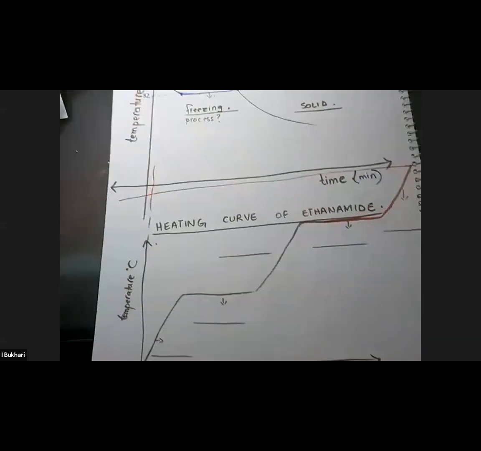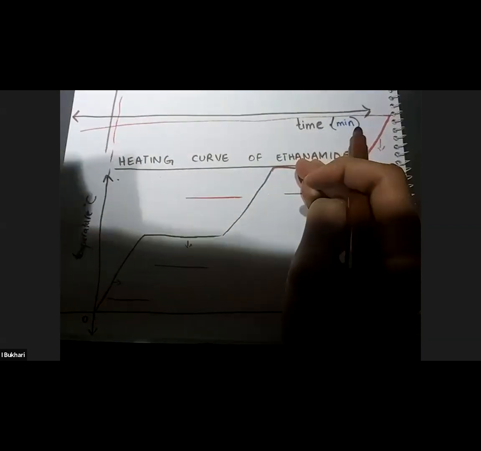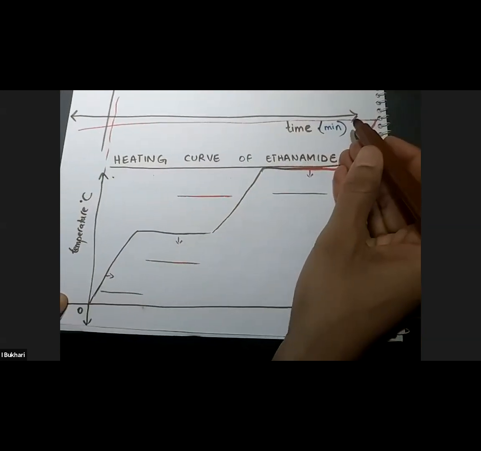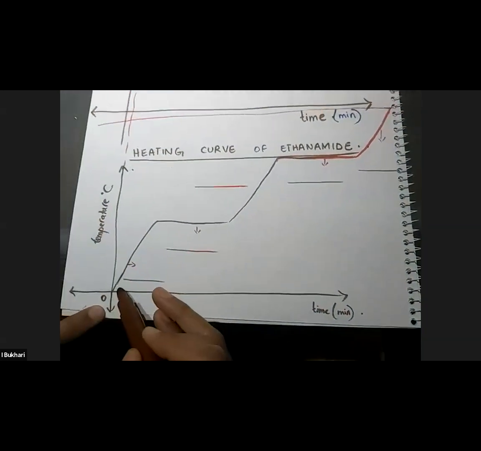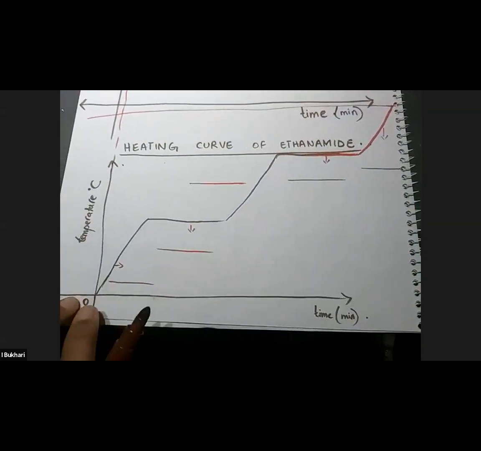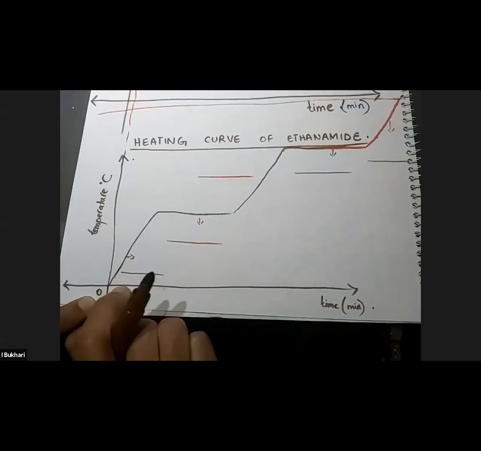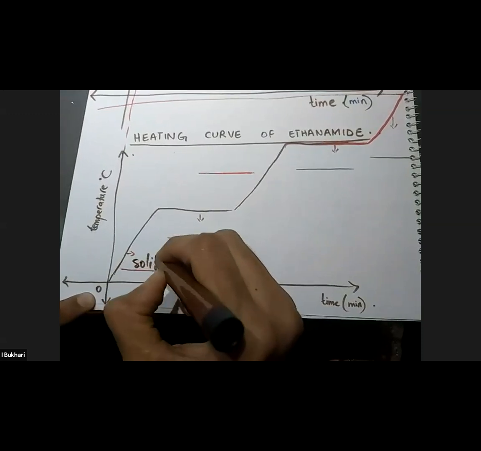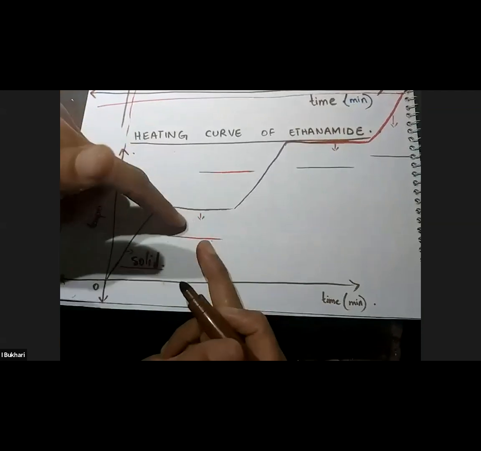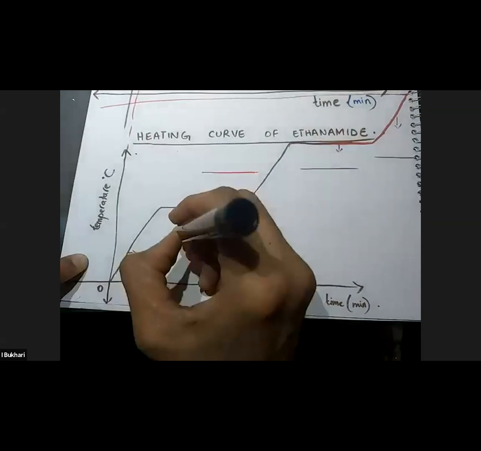Now, look at this graph. This is a heating curve of ethanamide. So we are increasing the temperature. Okay, now let's label this diagram. This is also ethanamide and we are starting from 0. So this must be solid, right? And then after solid, what is the next phase change we come across? Yes, this time this will be melting, because we are increasing the temperature. So this would be melting.